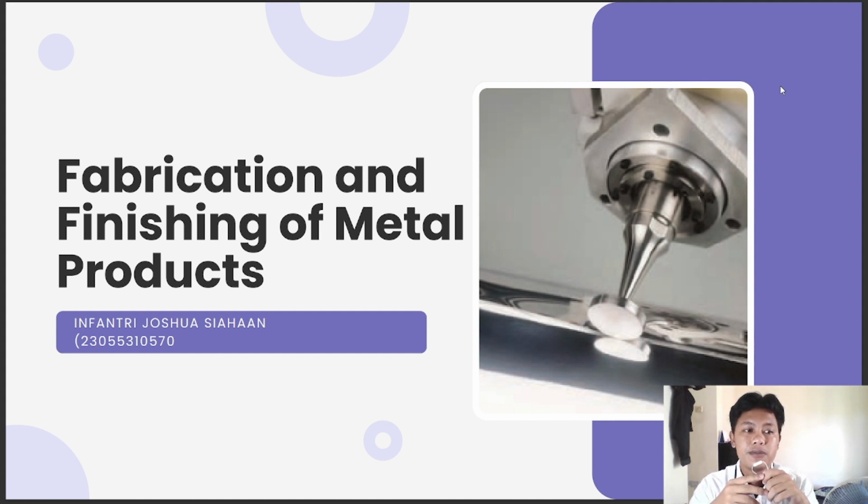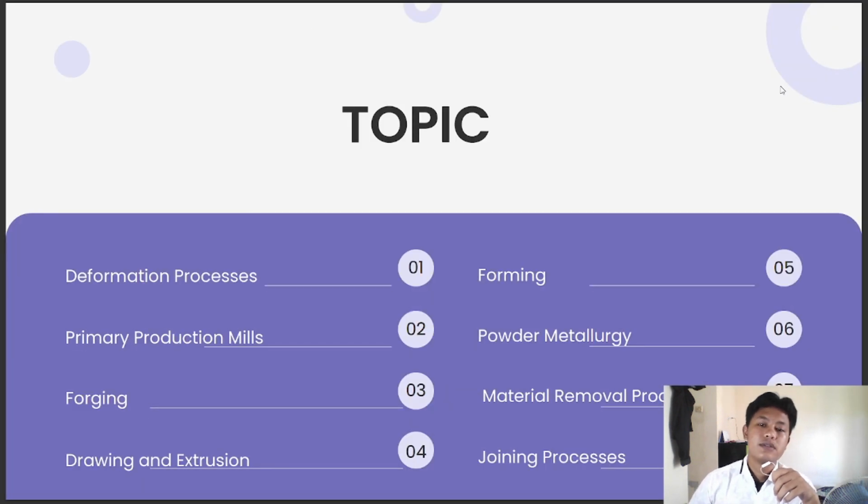Now I want to present a topic about fabrication and finishing of metal products. This is the topic that I will present. There are the formation process, primary production mills, forging, drawing and extraction, forming, powder metallurgy, material removal process, and joining process.